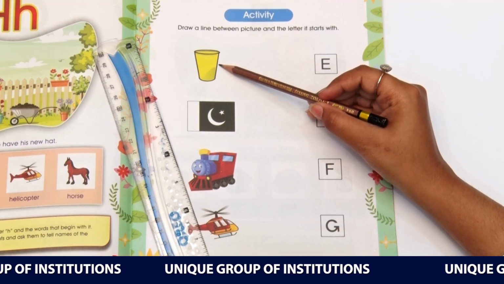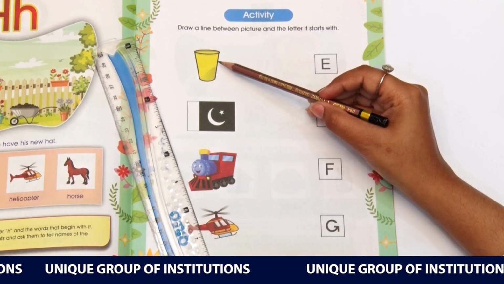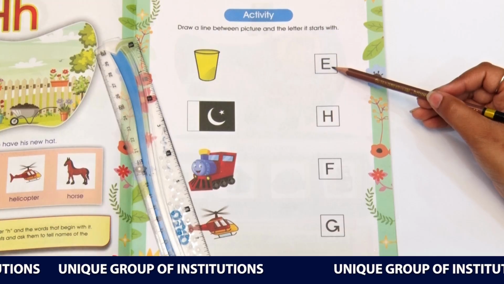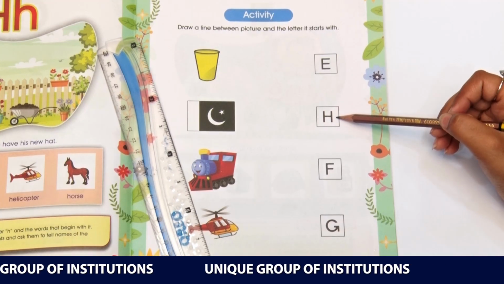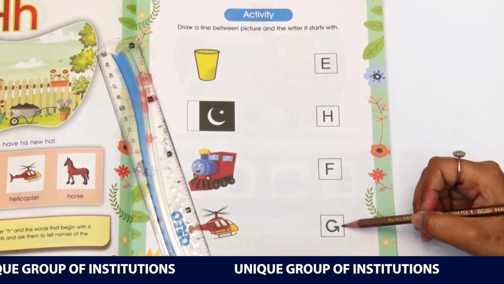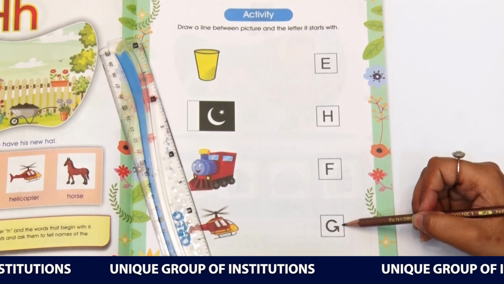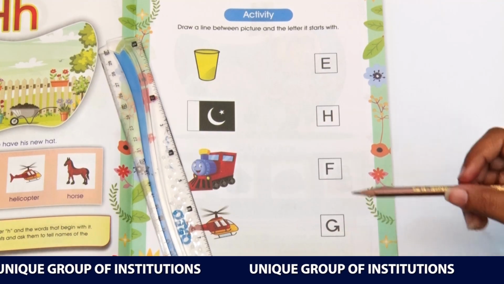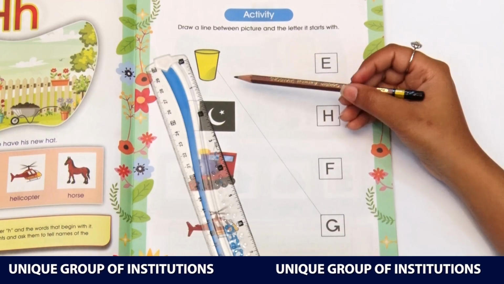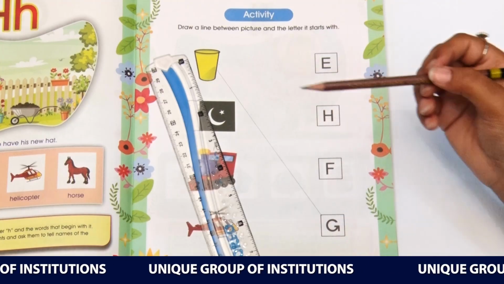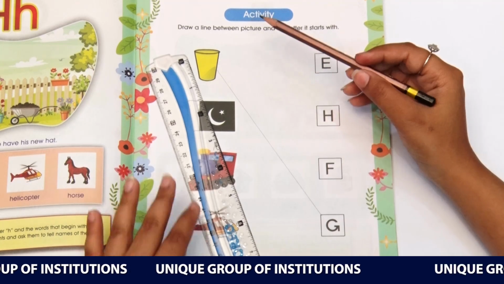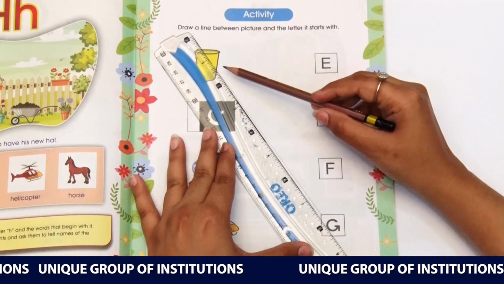We have to find the initial beginning sound. G, glass. G, glass. So, does the letter E make the sound G? No. H? No. F? No. What about G? Yes, my dears, the letter G makes the sound G. G, G, glass. My dear children, we have to draw a line between the picture and the letter it starts with. This is G, glass.